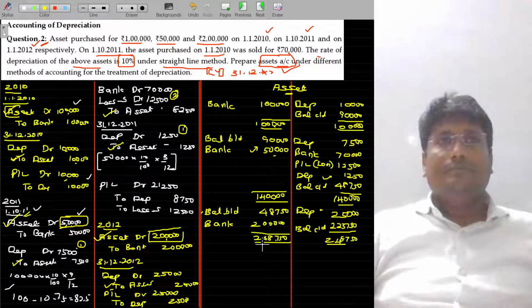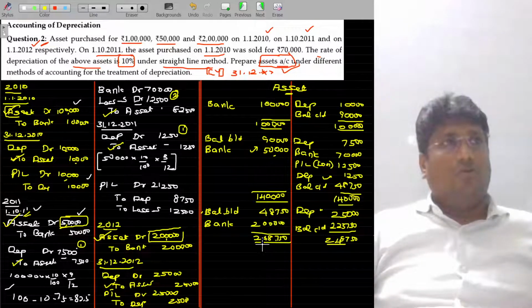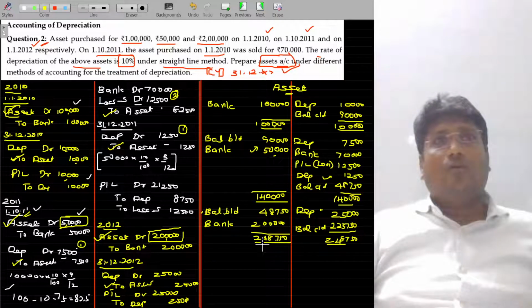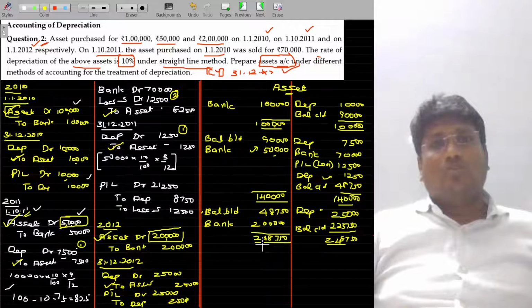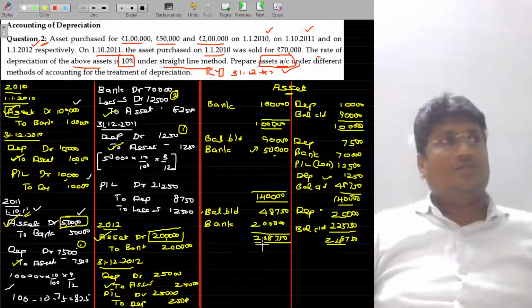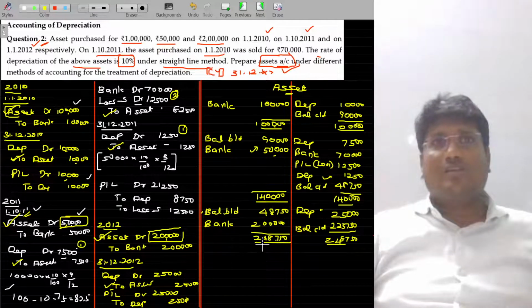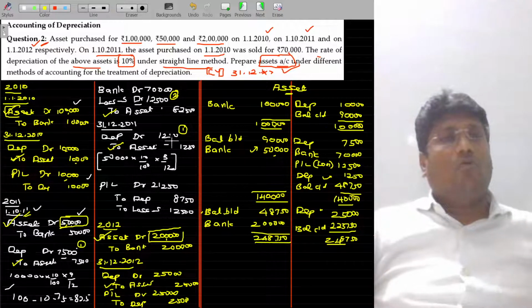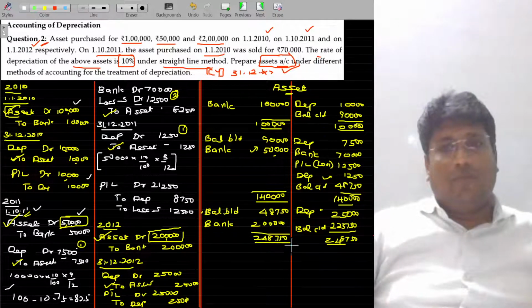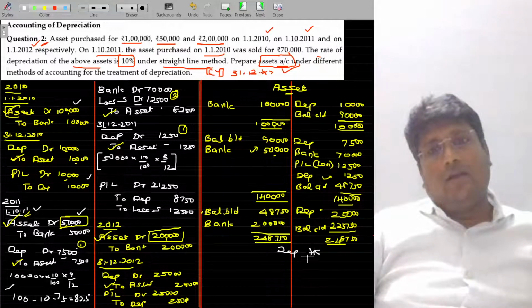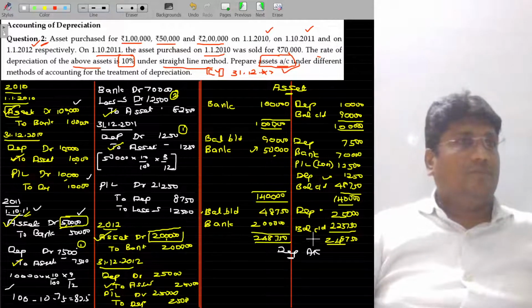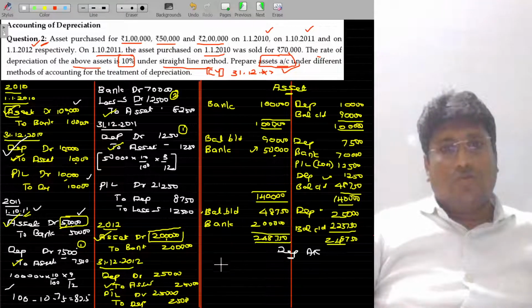Is that clear? So whenever we get the nominal account in the year, that account will be closed by transferring to the P&L account. What are the nominal accounts we have in these journal entries? Depreciation and loss on sale should be transferred to the P&L account. Let's now open the depreciation account for year 1. I pass only for the first year. Here is depreciation to asset.